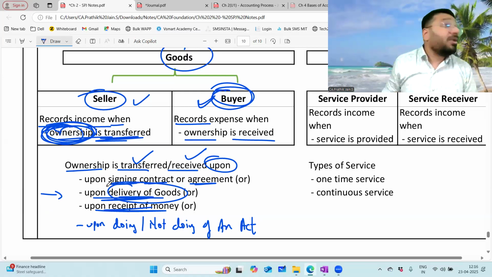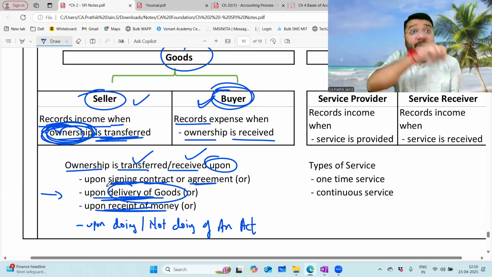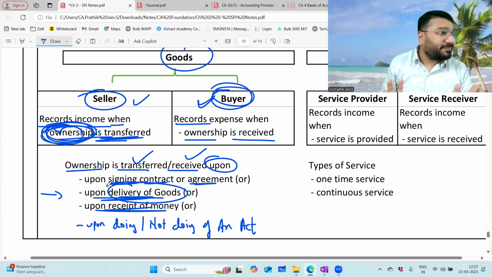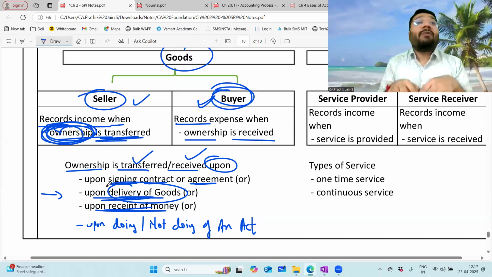That is when we record the income. So you have to specifically tell me. Then I'll check all your sale transactions, whether they are as per that or not. I'll be able to follow. So like that, you have to give accounting policies.